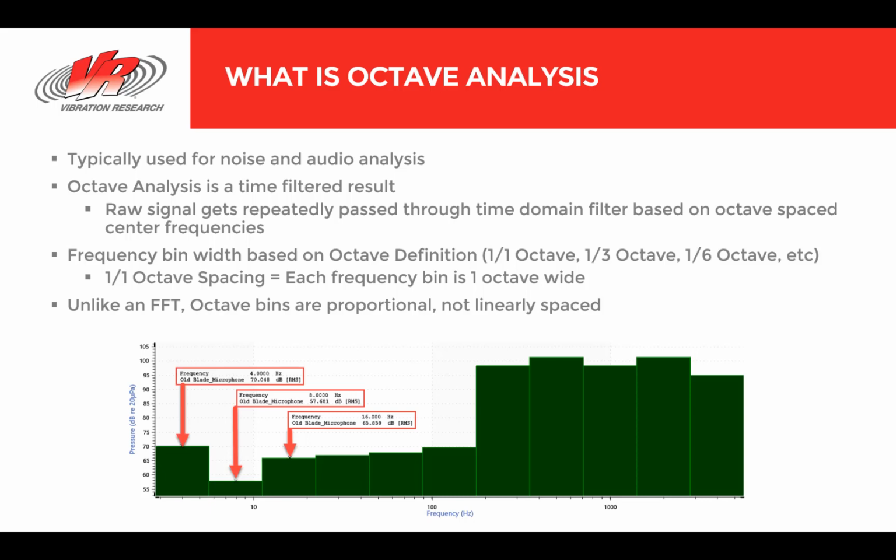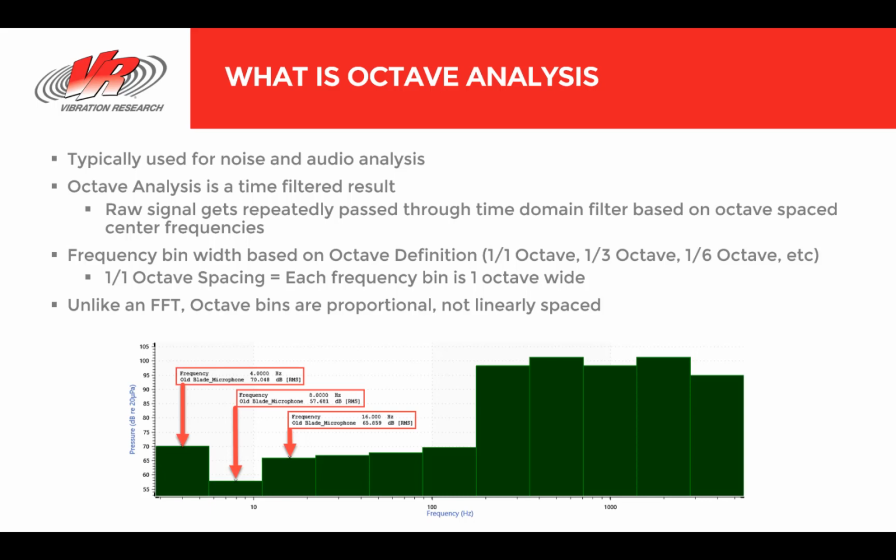What that means is the raw signal gets repeatedly passed through a series of time domain filters based on octavely spaced center frequencies. So each one of these bins has its own filter. The time waveform is passed through that filter, and the result of that filter, the actual measurement, gets plotted on a graph. That process gets repeated for every octavely spaced or third octave or sixth octave bin, depending on settings.